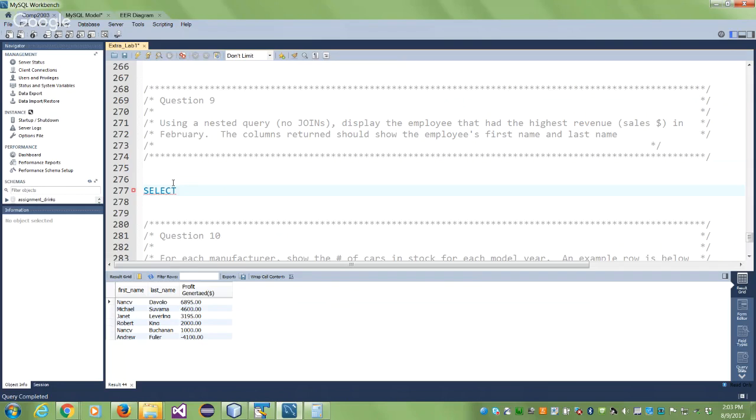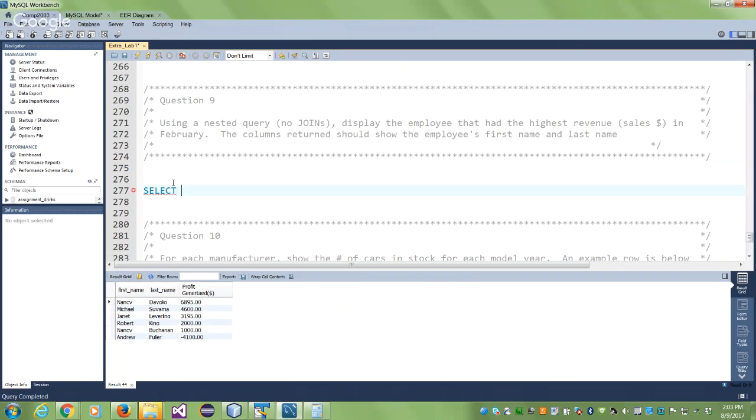Okay, so what does the question say? It doesn't say the total sales. It just says the highest sales. But now the issue here is an employee could have more than 1 sale. So when I say highest sales, are we saying highest revenue? It just says sale. That's all it says. I think we have to sum it up, right? It doesn't say anything, so we have to sum up.